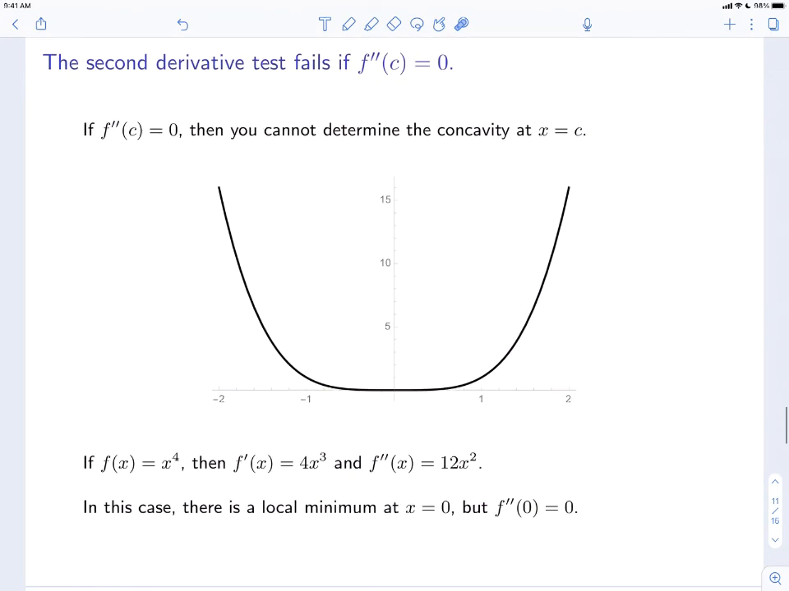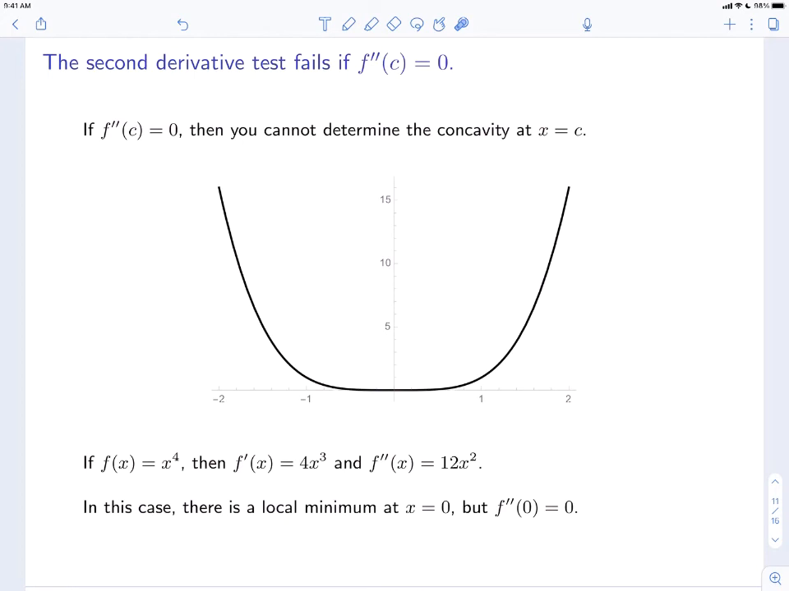Now the second derivative test fails if the second derivative is equal to 0. If f double prime is equal to 0, you can't determine concavity. The classic example is f of x equals x to the 4. So f prime of x is 4x cubed, and f double prime of x is 12x squared. In this case, there is a local minimum at x equals 0, but f double prime at 0 is equal to 0. So the second derivative is 0. That doesn't tell you anything about concavity.